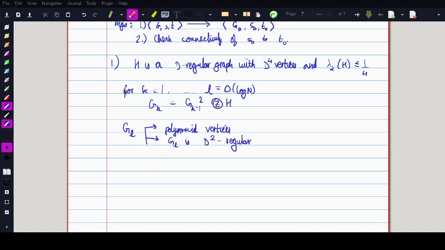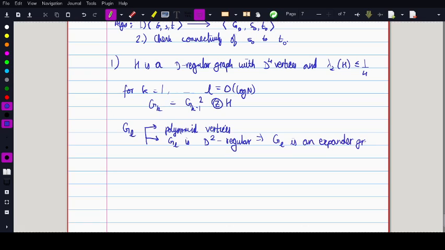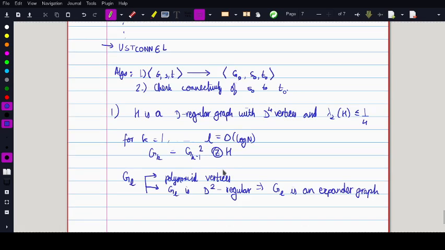So the basic idea is that GL is an expander graph, and since it's an expander graph, we can check connectivity in it easily in LogSpace. Now the only thing left is to check that this transform can be done in LogSpace.